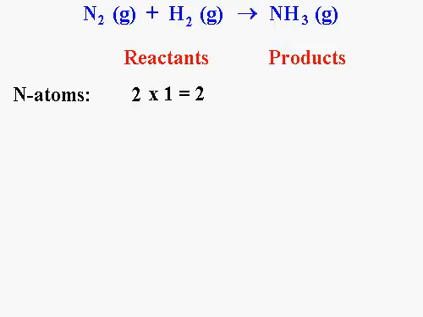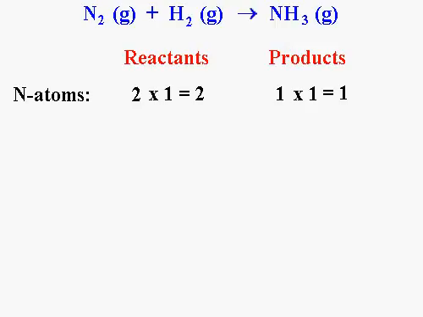The product side of the equation has its nitrogen atoms in the only molecule that's over there, NH3. There's no subscript after the N, so that means there's 1 nitrogen atom in NH3. There's no number to the left, so that means there's 1 molecule of NH3. So 1 nitrogen atom in NH3 times 1 molecule of NH3 means there's only 1 nitrogen atom on the product side of the equation. Well, obviously the nitrogen atoms aren't balanced. How are we going to balance them?